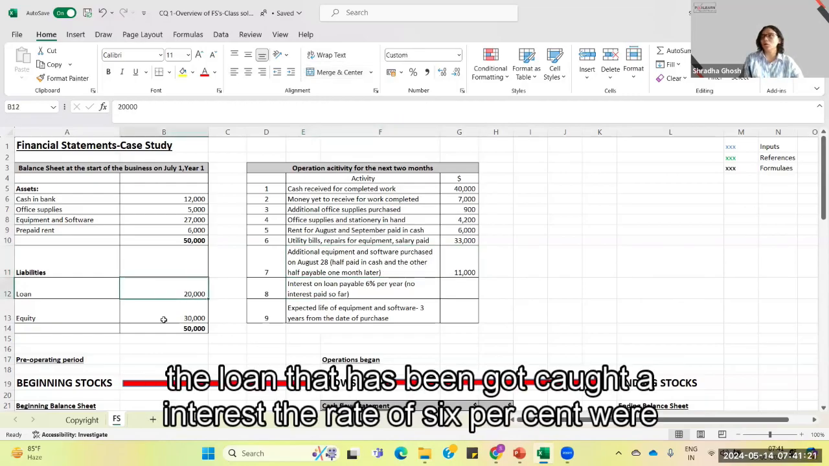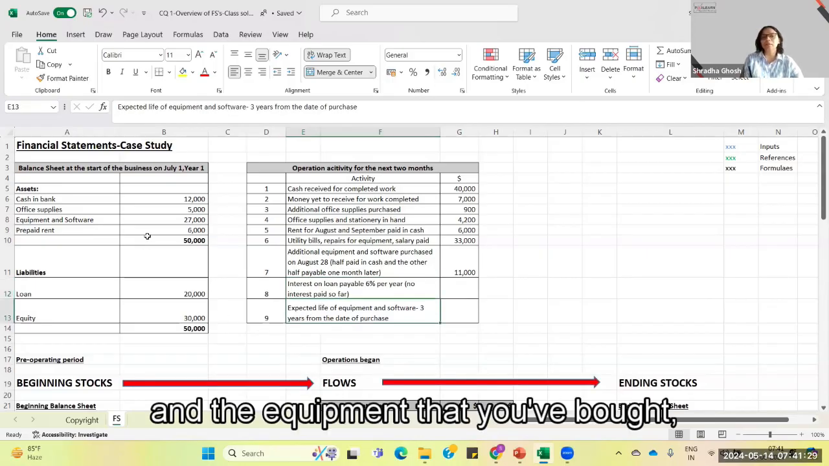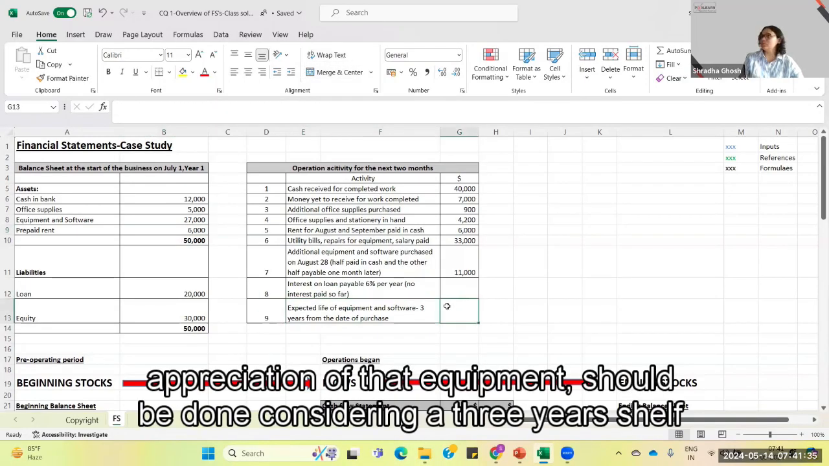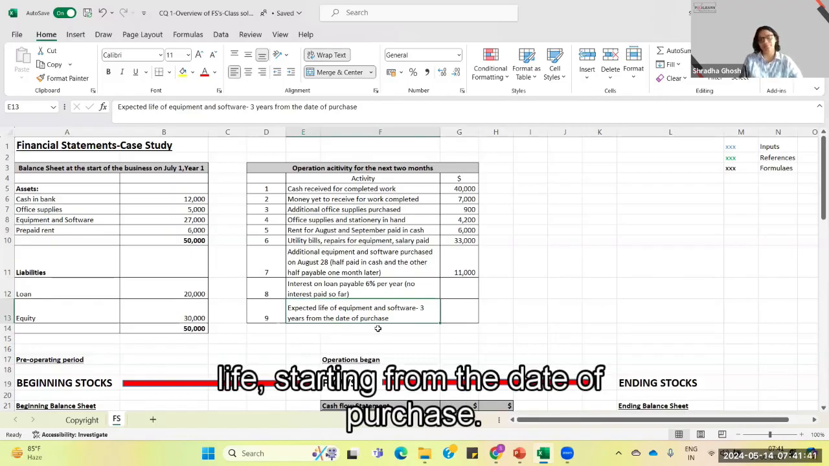The loan has an interest rate of 6% per annum, and none of that interest has been paid so far. And the equipment that you've bought, the depreciation of that equipment should be done considering a 3 years shelf life starting from the date of purchase.